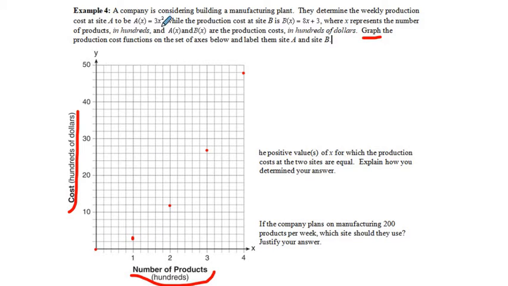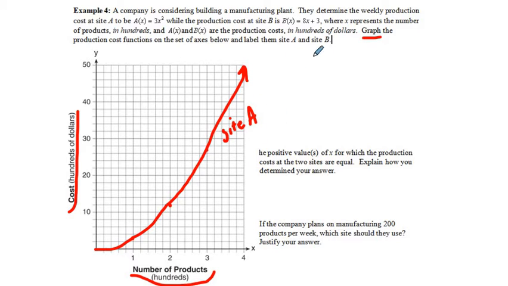When x is 2, 2 squared is 4, and 4 times 3 is 12. When x is 3, y is going to be 27, 3 times 9. And when x is 4, y is going to be 48. And that's going to fit all in our graph. Let's do our best to try and connect these. Now it also asks you to label them site A and site B. So this parabola is going to be site A.